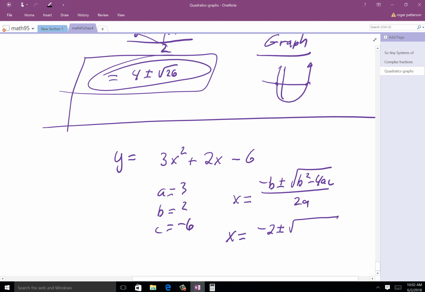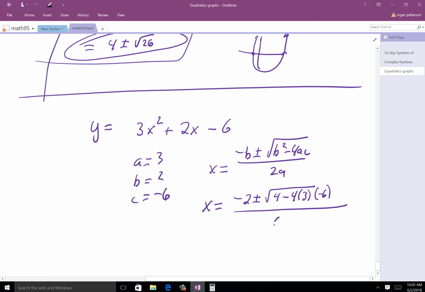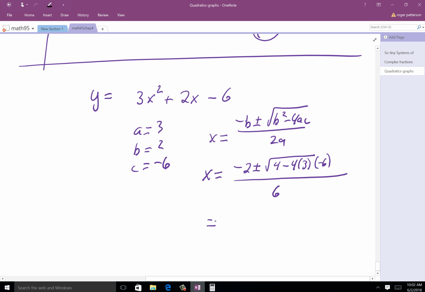B squared, so that's going to be 2 squared, minus 4 times, what's a? And c is? Good. And that's going to be 6 this time. 2 times 3. Okay, here we go. Now you can type this in as a decimal straight up and it will give you an answer, by the way. But it's not going to give you an exact answer.